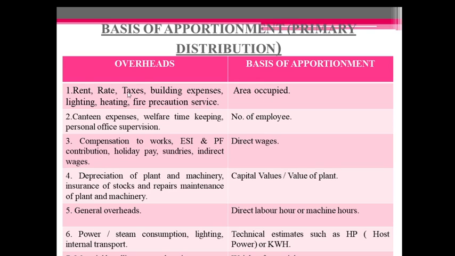The overheads, or indirect expenses, are rent, rates, taxes, building expenses, lighting, heating, and fire precaution services. These are apportioned on the basis of area occupied. While solving the problem, you have to make the ratios, and you will understand how to apportion these expenses.